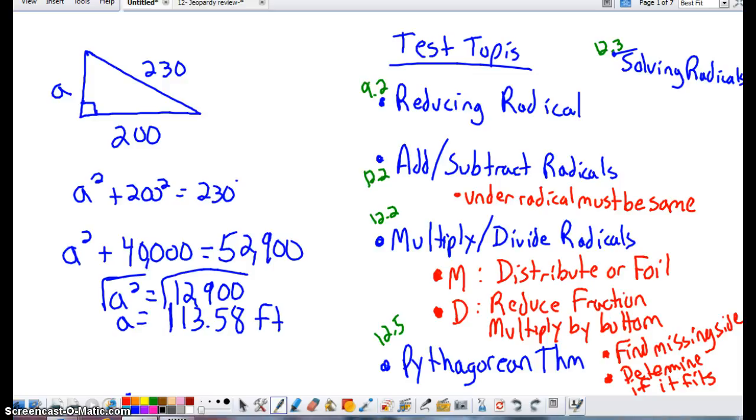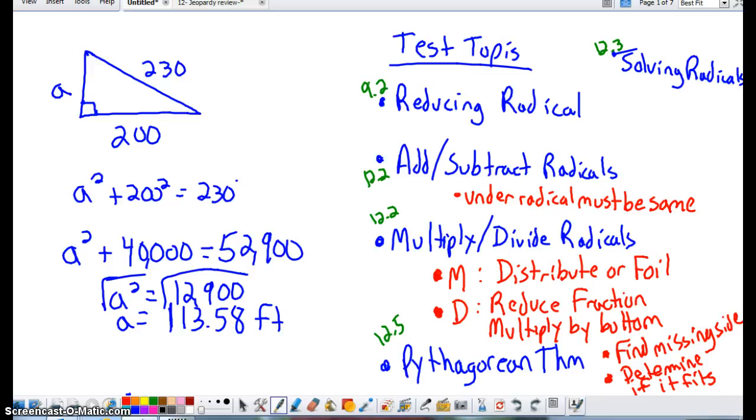We also are going to cover section 12.3, which is solving radicals, and section 12.5, which is the Pythagorean theorem. So when you solve radicals, section 12.3, you have to get the x alone. If it's an x squared, you're going to have 2 answers, and you have to check to see if you have any answers that don't work out by plugging them back in. That normally happens when there's a negative.